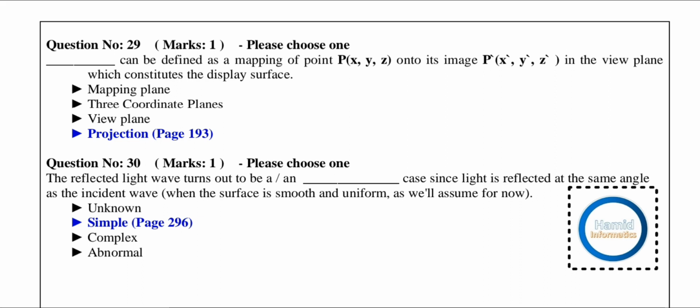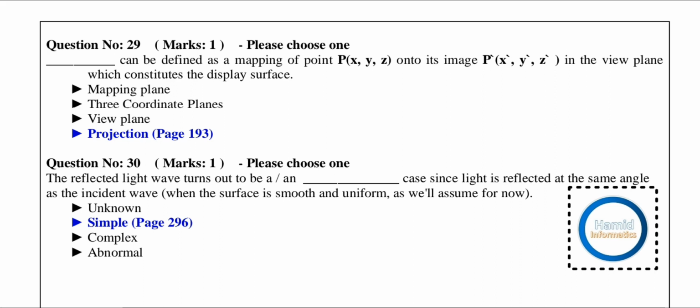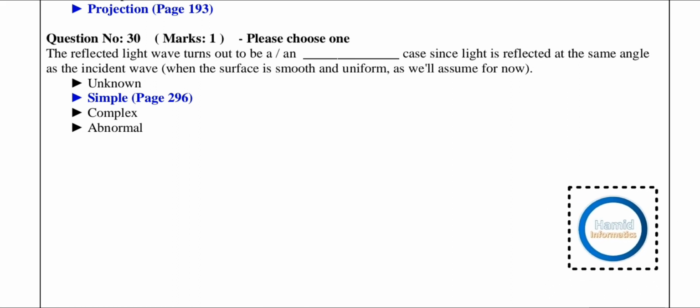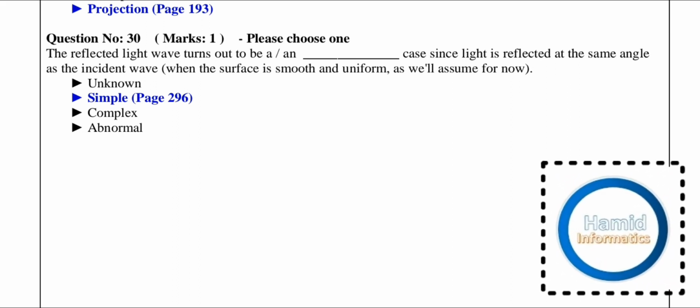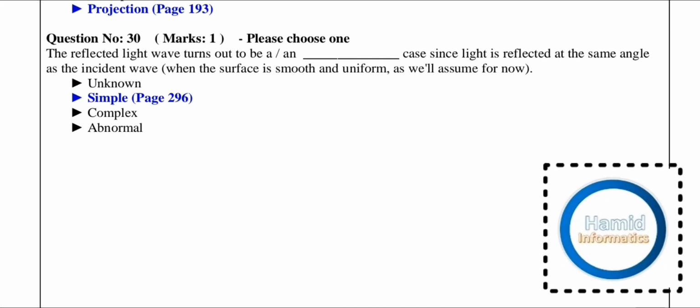Next one: a dash can be defined as a mapping of point P (x, y, z) onto its image P' (x', y', z') in the view plane, which constitutes the display surface. Projection. The reflected light wave turns out to be dash a/an dash case since light is reflected at the same angle as the incident wave when the surface is smooth and uniform, as assumed for now. Simple.